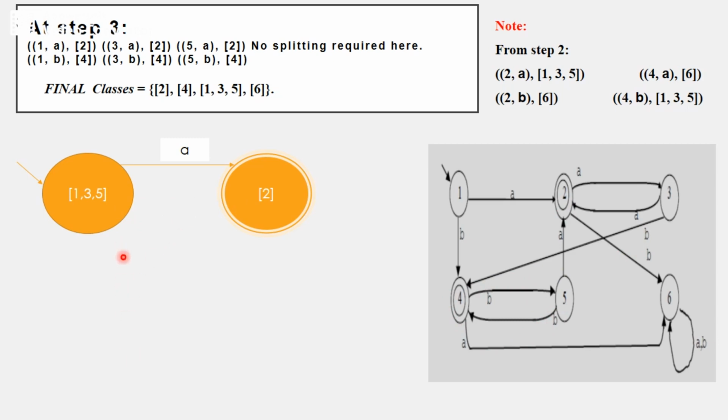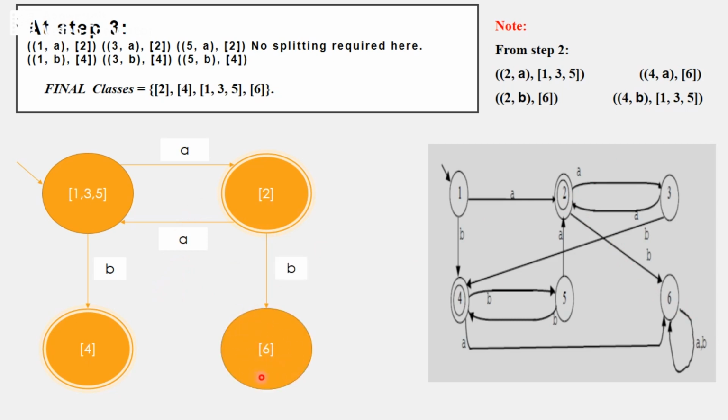Now let's check for 2. 2 on A goes to 3. That means 3 belongs to which class now? {1, 3, 5}. So 2 on A goes to {1, 3, 5}. Now 2 on B goes to where? 2 on B goes to class 6. You can check, because 6 is a different class.